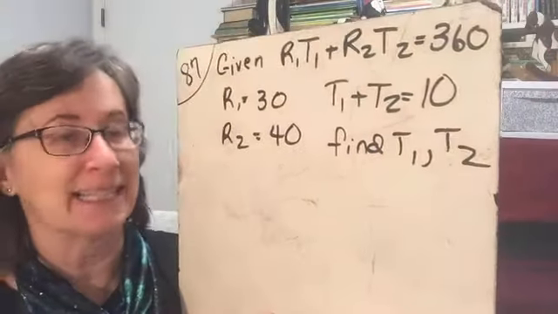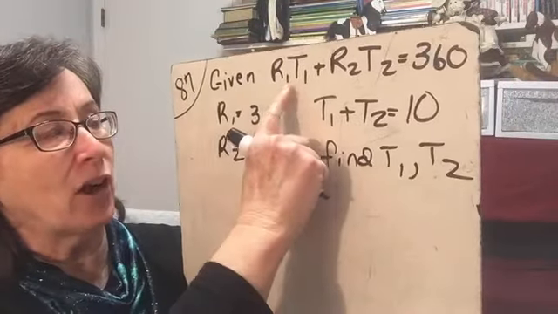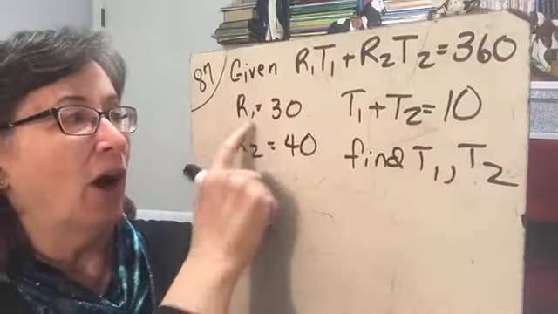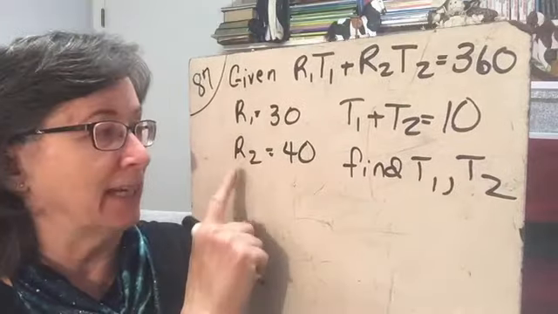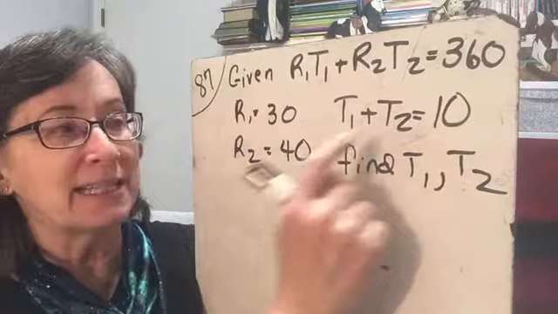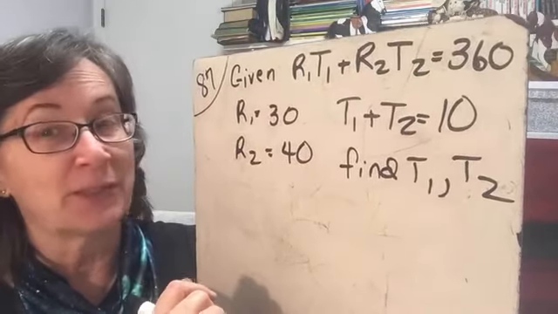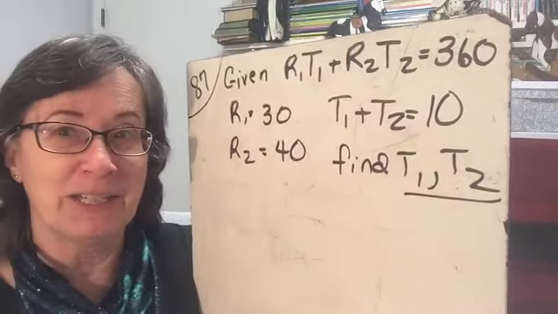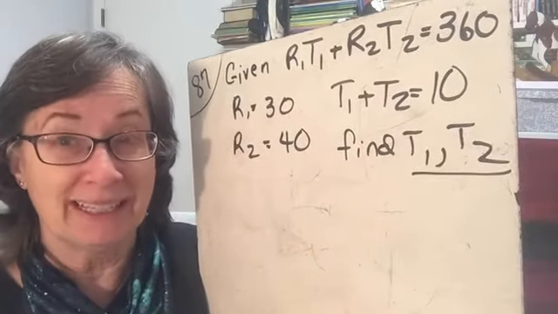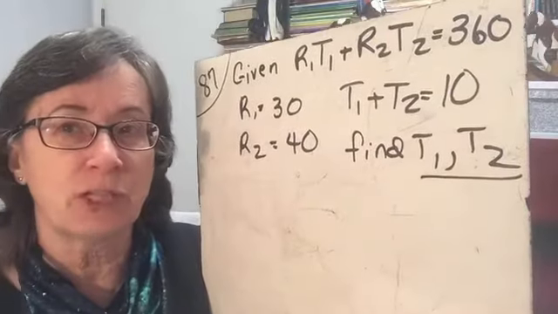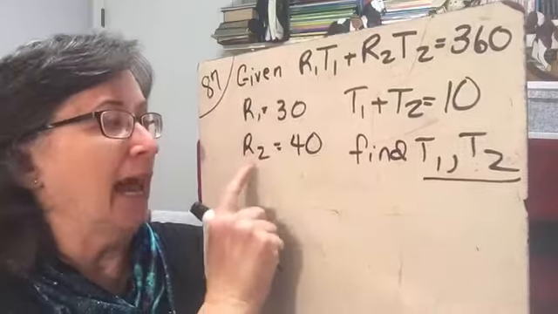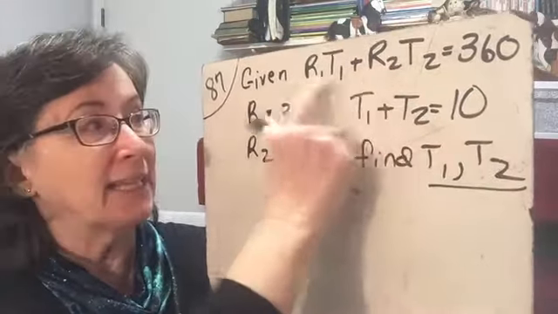This looks like rates and times again. But we are given that R1 T1 plus R2 T2 is 360. R1 is given to us as 30 and R2 is given to us as 40. Then we're also given that T1 plus T2 is 10. So we're to find T1 and T2. Now, these look complicated, but they're really not at all when you start to substitute what you already know. So let's put the R1 as 30 and the R2 as 40 into this equation.